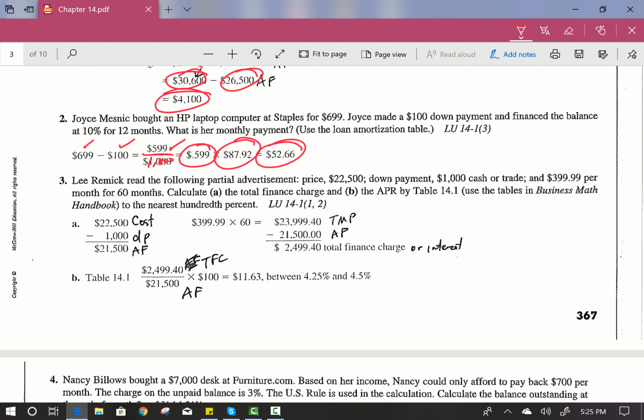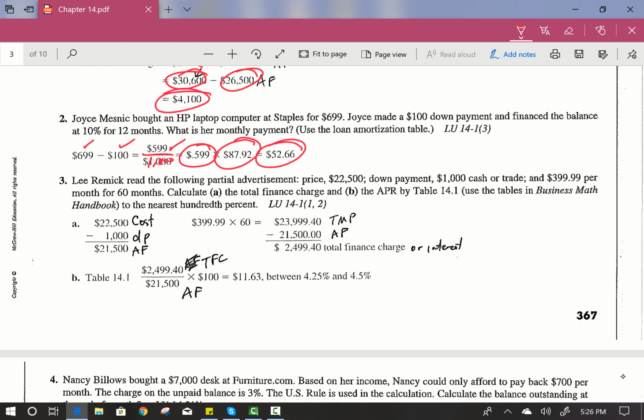Okay, number 3. Lee Remick read the following partial advertisement. The price is $22,500 for a car, less a down payment of $1,000 cash or trade, and $399.99 per month for 60 months. Calculate first the total finance charge and then the APR by Table 14.1. It says use the tables in the Business Math Handbook, so I'm not going to have the value available because it's not listed in the chapter, and I don't have a handbook near me right now.